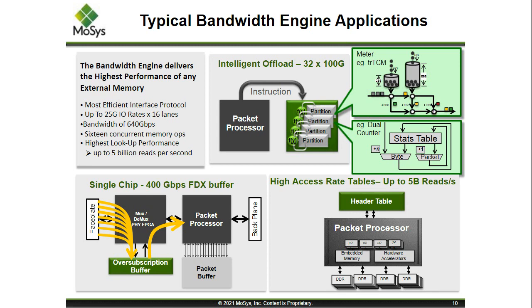If you look at the bottom right-hand corner, the high access rate tables, that is the one where you might more commonly use the 75% read and 25% write. That's an application where, again, you don't update these tables all that often, but you read them quite frequently.